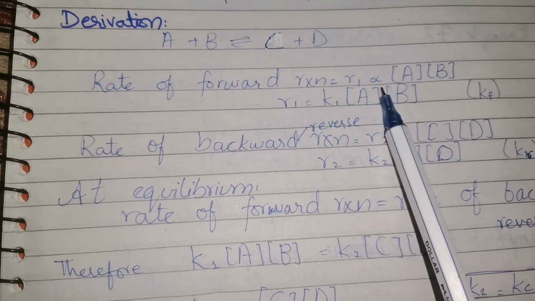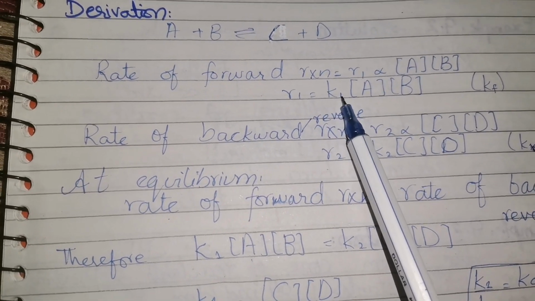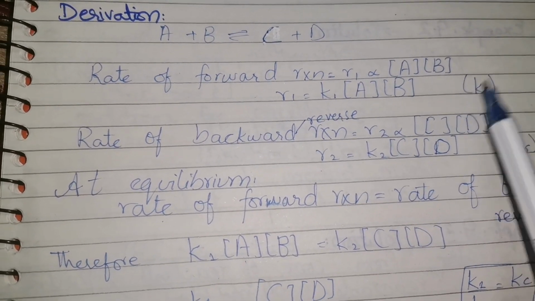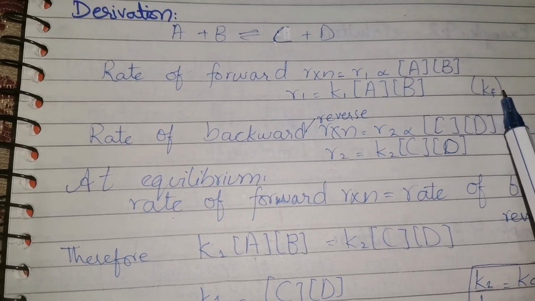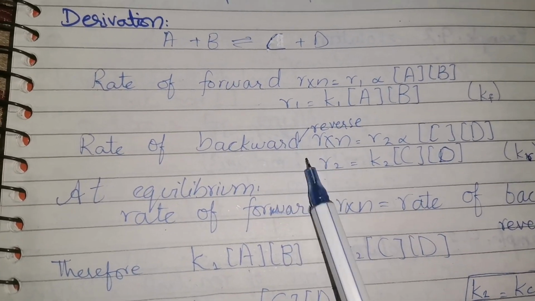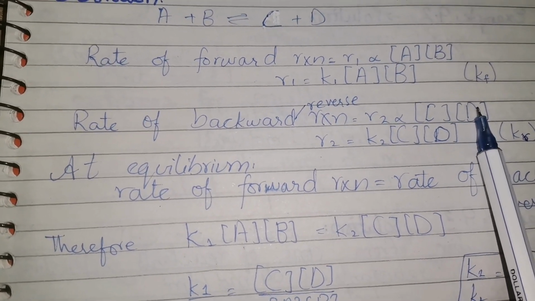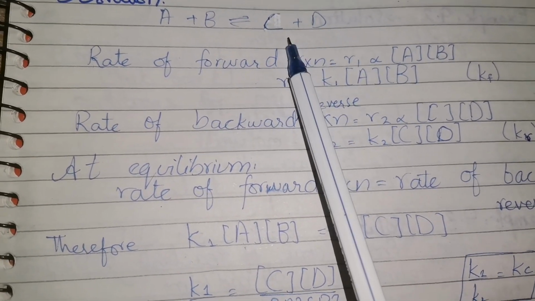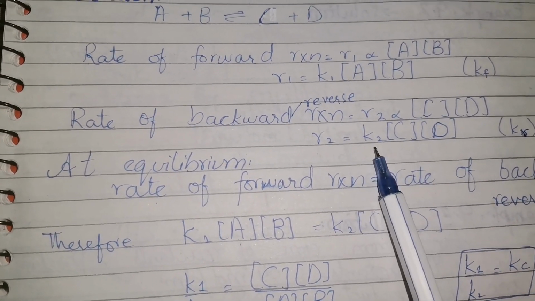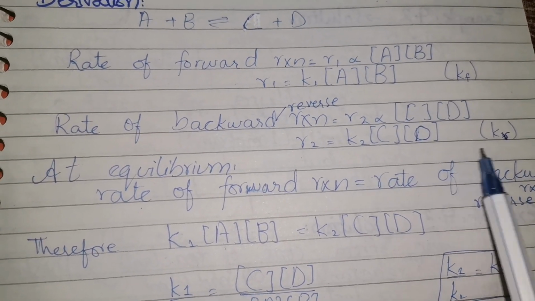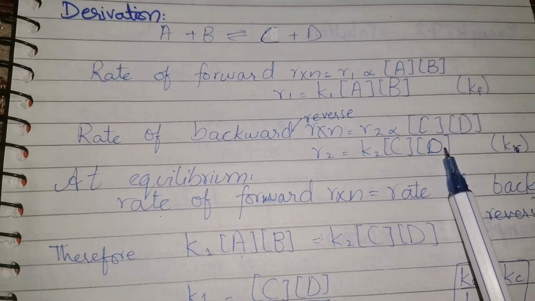Now, whenever we remove the sign of proportionality, we write a constant. In your books, the constant is taken as K1. But the constant can also be taken as Kf. Kf denotes the constant for the rate in the forward direction. Now, the rate of backward or reverse reaction R2 is directly proportional to [C][D]. Right? The rate of reverse reaction will depend on the products. So for R2, we remove the sign of proportionality and write a constant K2. Here we can also write a constant Kr. And we write the product of C and D.